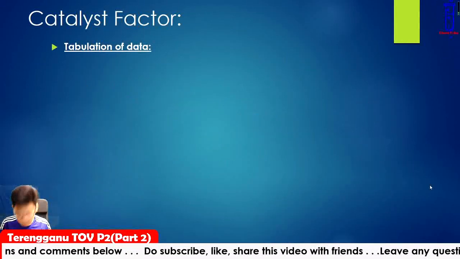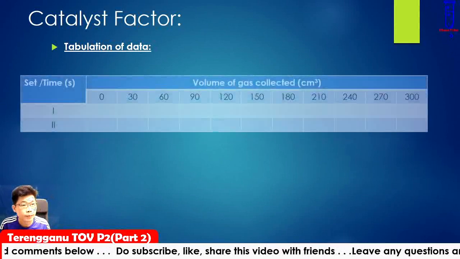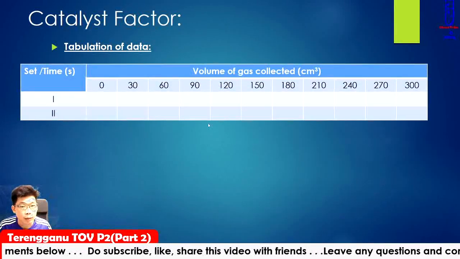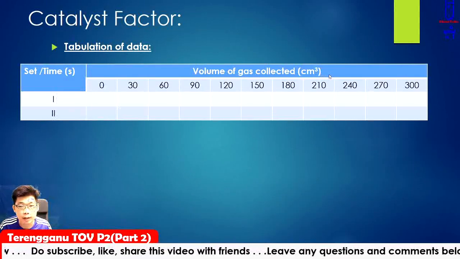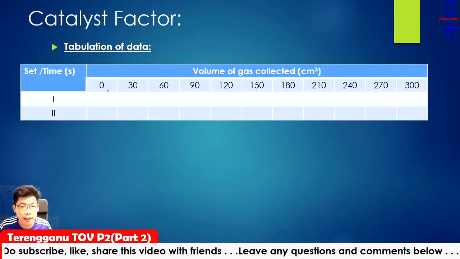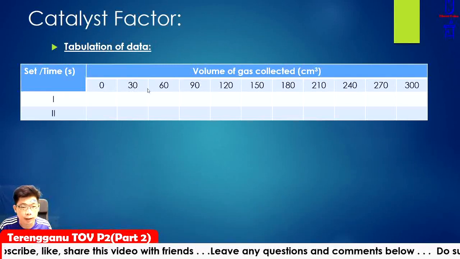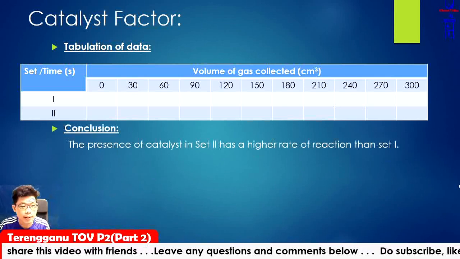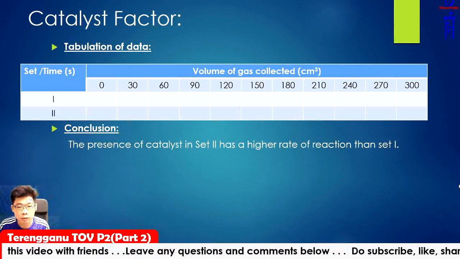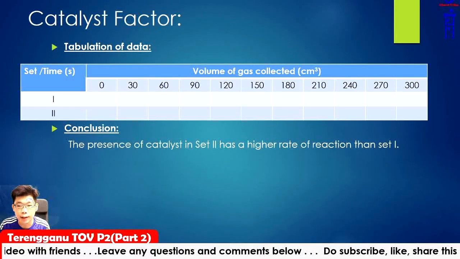Okay, for tabulation of data, we must draw a table. Set 1 and set 2, the volume of gas collected for 5 minutes at 30-second intervals. And then the conclusion: the presence of catalyst in set 2 has a higher rate of reaction than set 1.